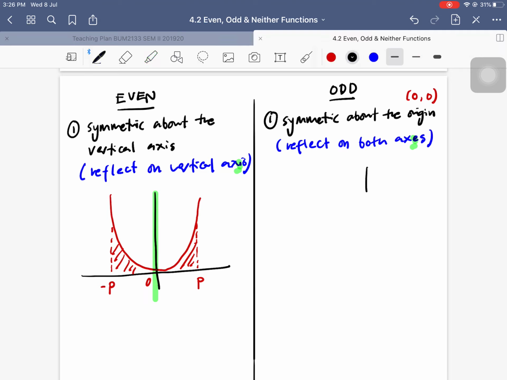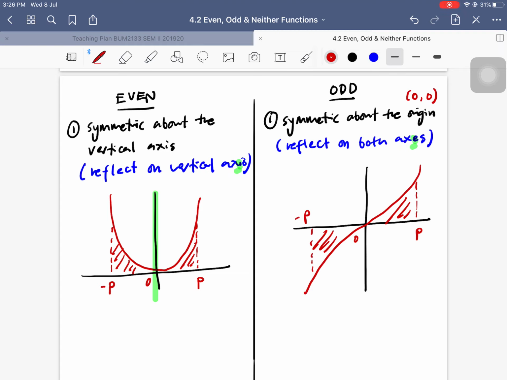Okay, so let me show you an example. This is an example of an odd function. As I mentioned to you before, one is going to be at the top, the other one is going to be at the bottom. That is the easiest way to identify them. Okay, so how do we identify whether a function is even or odd?